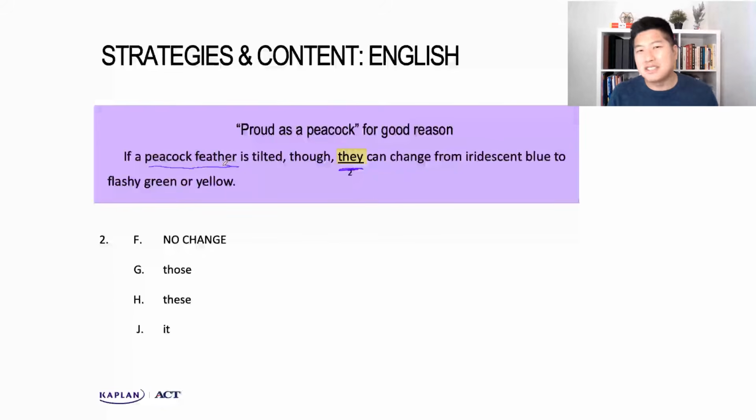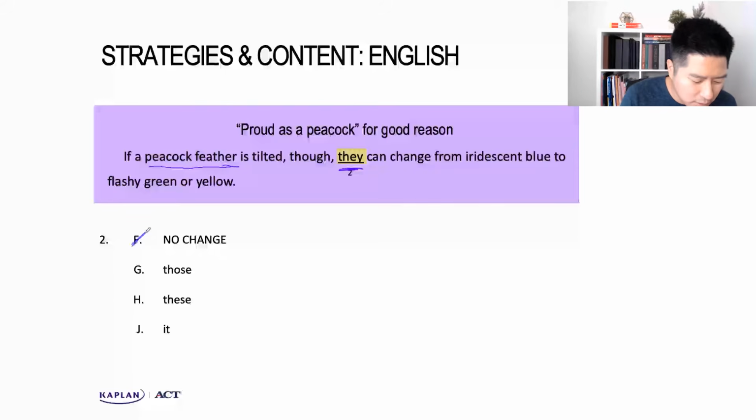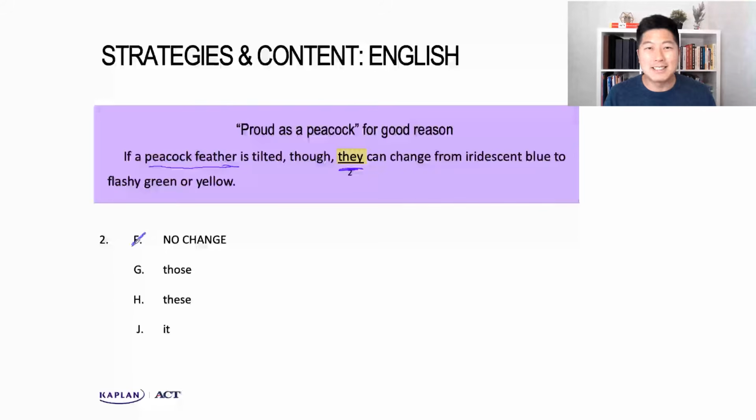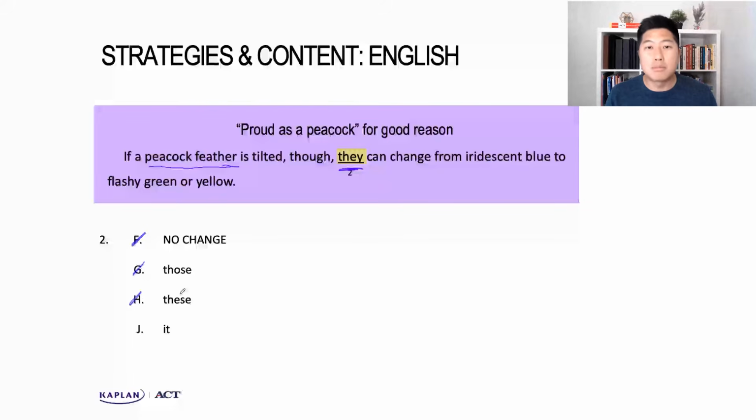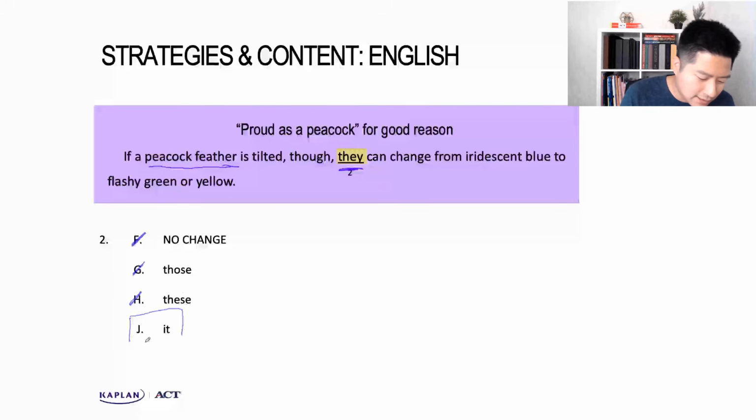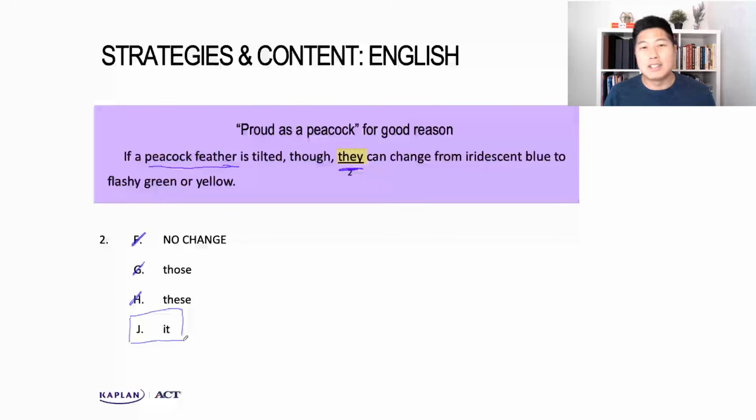Peacock feather is definitely singular, whereas they is a plural pronoun, which means there's no way that we would leave this sentence as is. For that same reason, we can get rid of G and H. Both of those are plural pronouns, which won't work here since our noun is singular. We need to roll with our last and remaining answer, J. It makes sense. It's singular, and J is a correct answer.